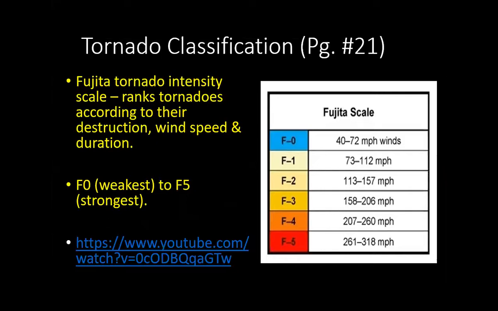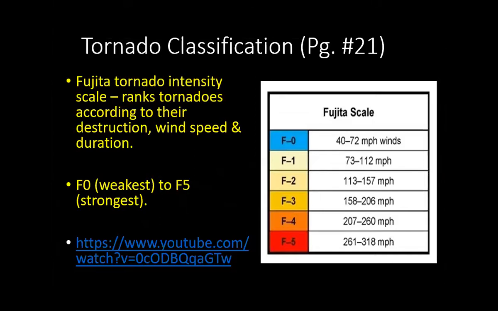which is going to be tornado classification. You don't need to write the chart. I'll give you the chart on questions. Okay. But you do need to write the 2 yellow bullets on the left, okay? So we need to know that this scale is called the Fujita Tornado Intensity Scale. This is going to rank tornadoes based on their destruction, okay, their duration, and their wind speed especially.